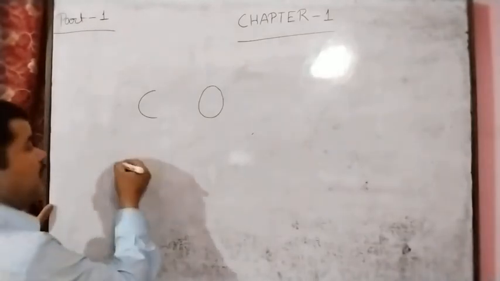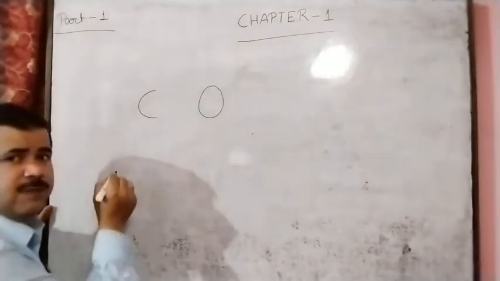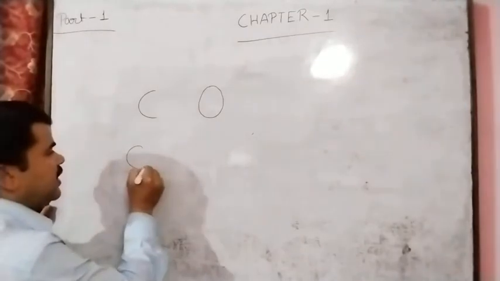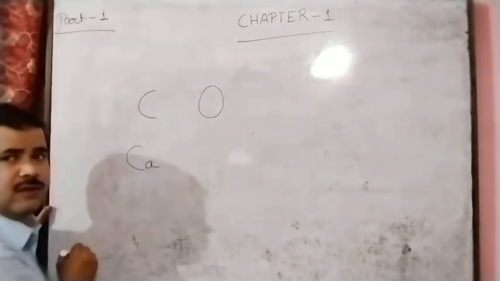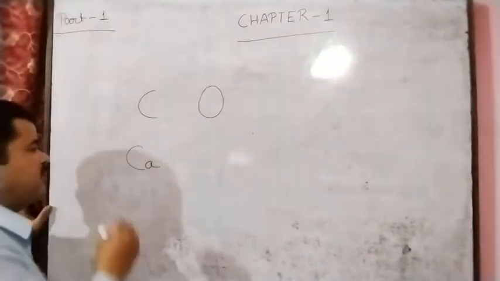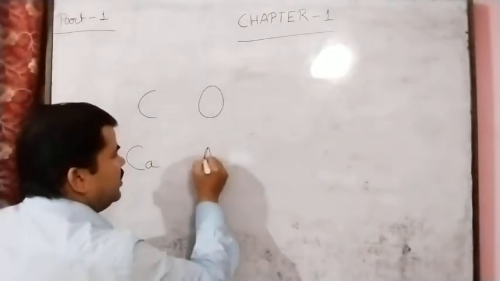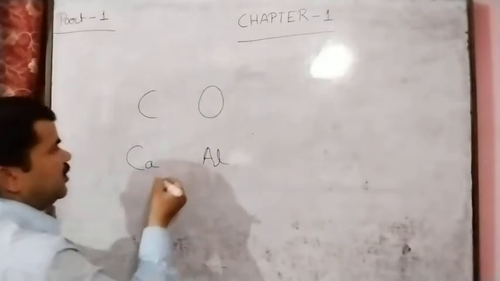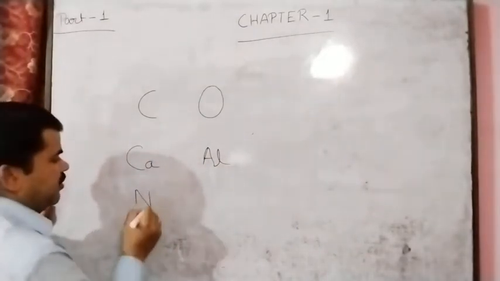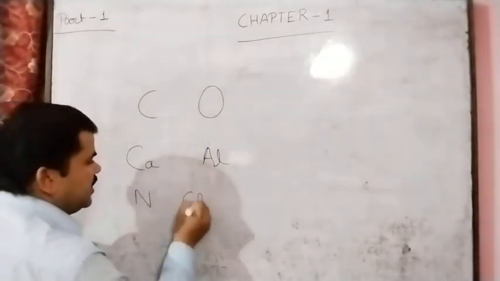For the representation of calcium, the first letter C and then small a. Aluminium, he used Al. Nitrogen, capital N. Chlorine, capital C, small l.